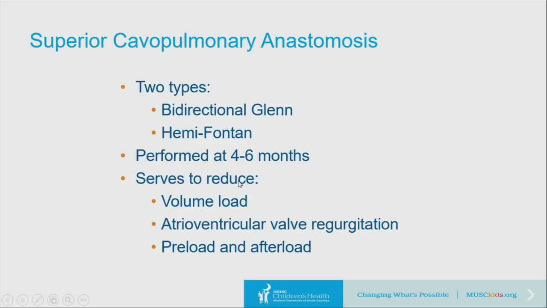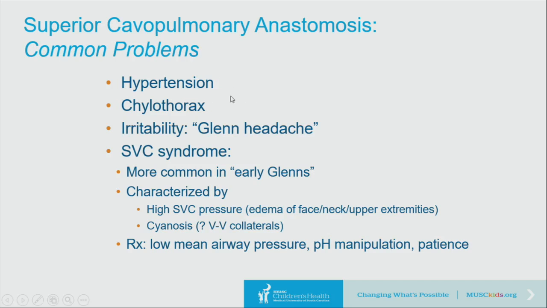So what about the superior cavopulmonary anastomosis, either the Glenn or, which is performed in most centers, the hemi-Fontan operation? This operation serves to reduce volume load, minimize AV valve regurgitation potentially if it exists, and optimize the preload and afterload of that single ventricle to make these patients better candidates for their ultimate Fontan operation. So common problems that we see, sort of routine problems after the Glenn in the early postoperative period, is hypertension.